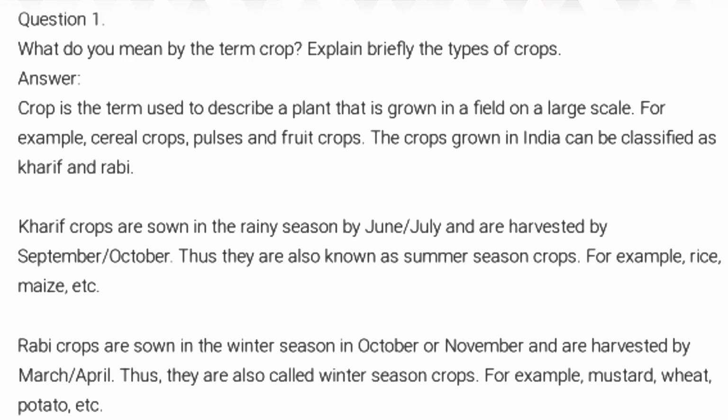Rabi crops are sown in the winter season in October or November and are harvested by March, April, and thus they are called winter crops. For example, mustard, wheat, potato, etc.